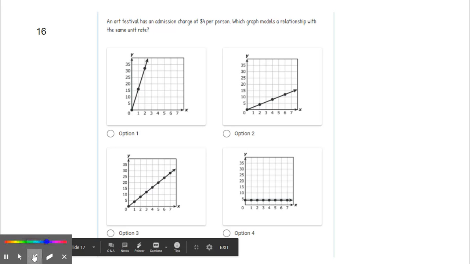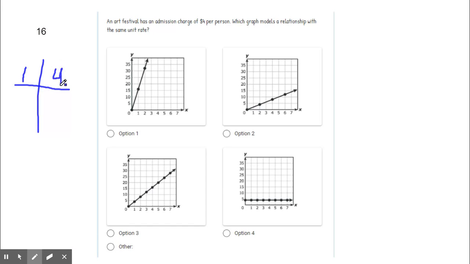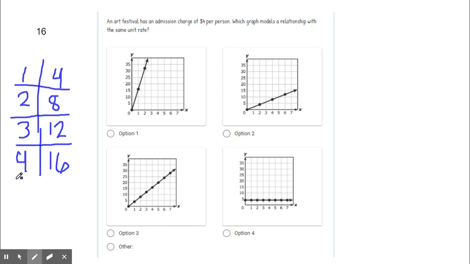So I'm going to write this out in like a table. If I had 1 person, it's going to be $4. If I have 2 people, then it's going to be 4 plus 4, which would be $8. If I have 3 people, it's going to be 4 plus 4 plus 4, because it's 4 for each person, or 4 times 3, which is 12. If I have 4 people, 4 times 4 is 16. If I have 5 people, 5 times 4 is 20.